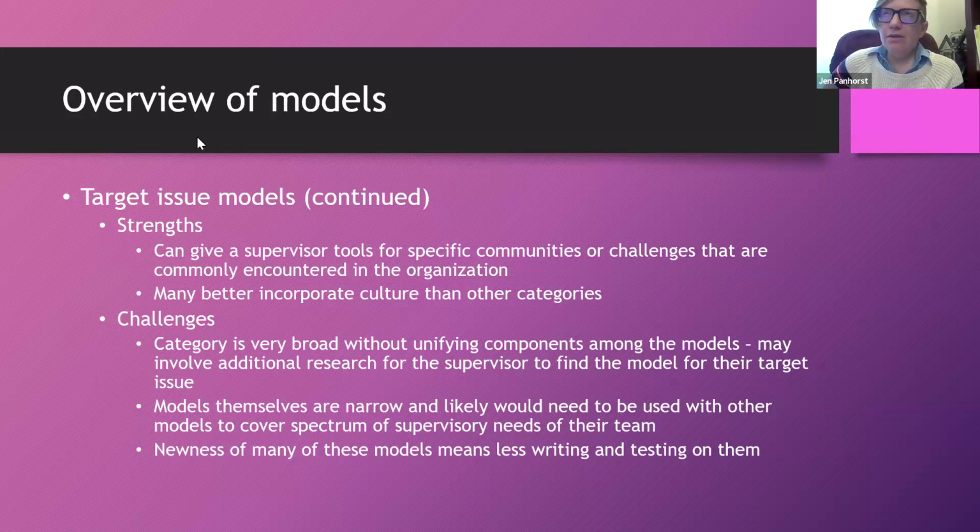And the last thing is that a lot of these models, because they're newer, there's less writing about them, there's less testing on them. That doesn't mean that they can't be useful. I mean, frankly, there are some models that have a lot more research behind them than others. In some ways, these are more similar to theories. I mean, supervision models in a broad sense. But I would say the target issue models in particular haven't had as much testing about how supervisees respond to them.